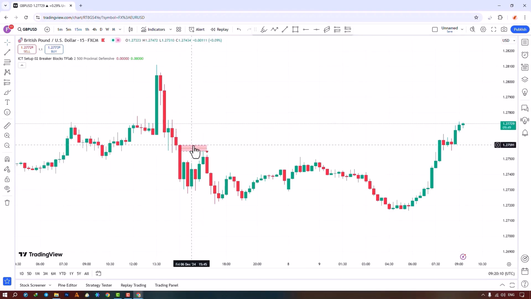This breaker block limit was identified and plotted for us based on this order block candlestick, which also faced a price reaction. This indicator identifies reversal candlestick patterns and displays trading signals to traders.